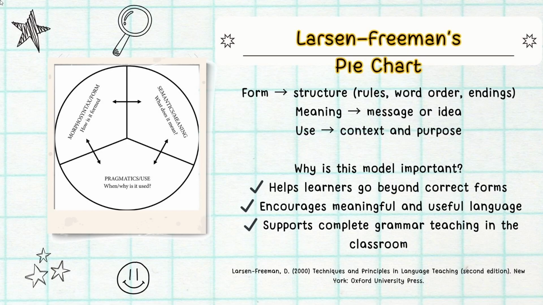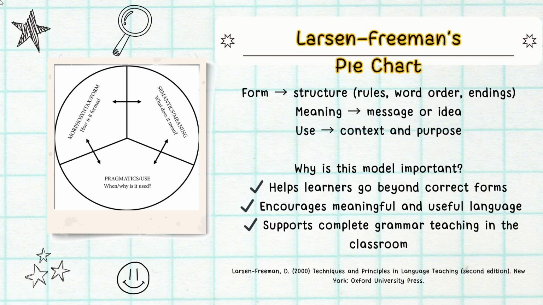And why is this model important? The model of Larsen-Freeman can show us that grammar is not only about rules. This shows that learning grammar also means learning the meaning of the words and how we use these words in real life situations correctly. So this shows the structure, that is how it forms, like the structure; how it means, that is like the semantics; and when and how it is good to use these words, the pragmatics, or the context on when we are going to use those words.